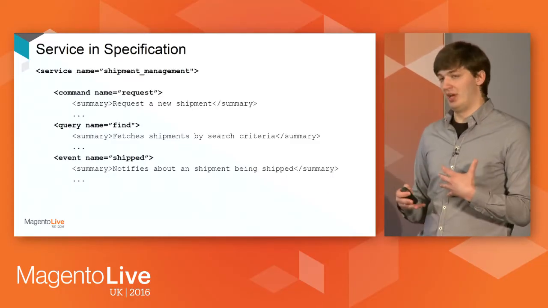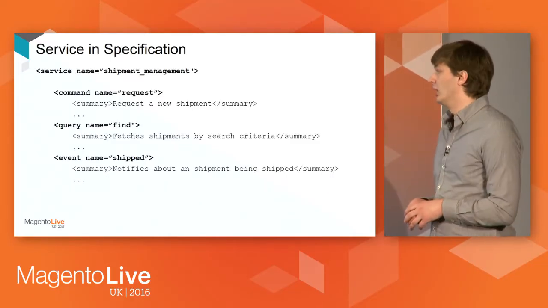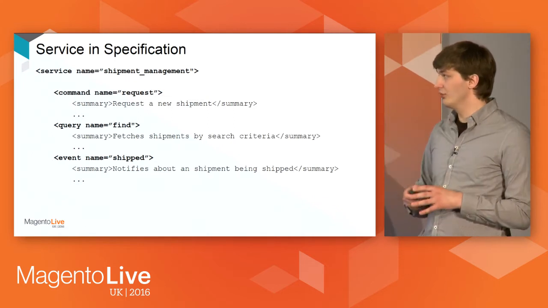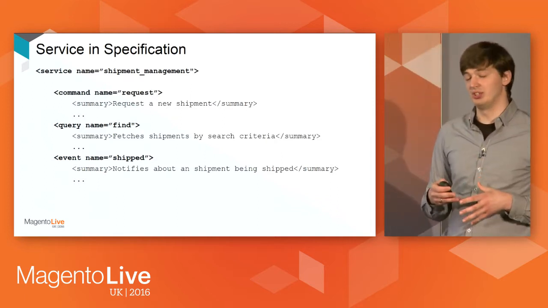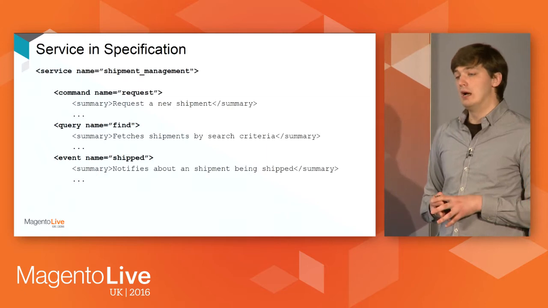Each of those methods, we call them more like interactions, has three flavors. One of them is a command. A command is an imperative interaction, meant to change the state of the application, so change some entity in your database, or maybe trigger some process, do things like this. Then you have queries, which are inquiry interactions. Those are meant to request data from the service. Like in this example, you can fetch some shipments using this interaction.